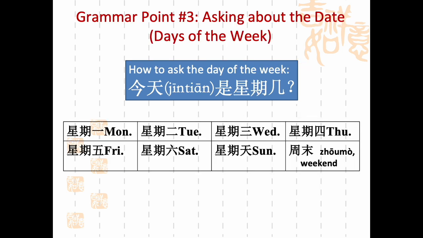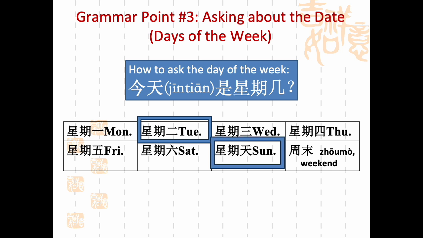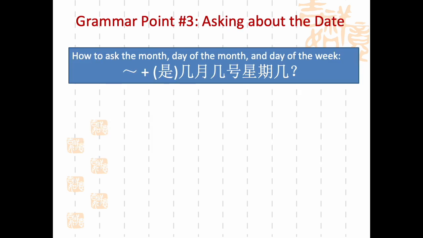And then if you wanted to ask about the day of the week, you could say, 今天是星期几? 今天 meaning today 是星期几? And if today was Tuesday, you would say, 今天是星期二. 好, what if today was Sunday? 今天是星期几? You would say, 今天是星期天. 很好.